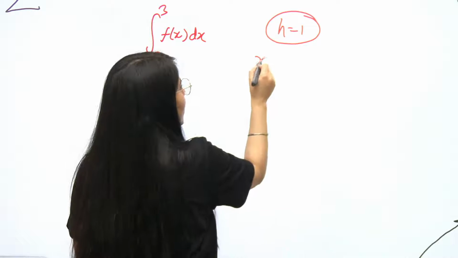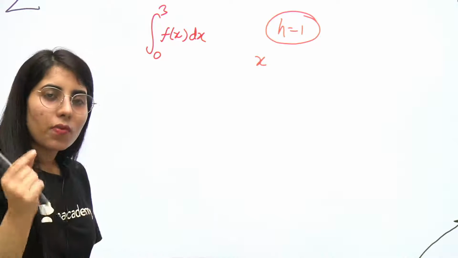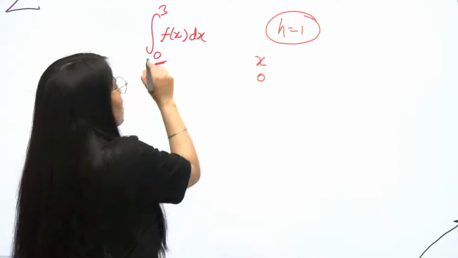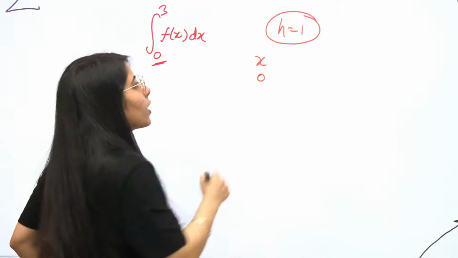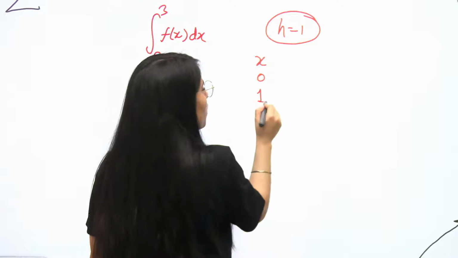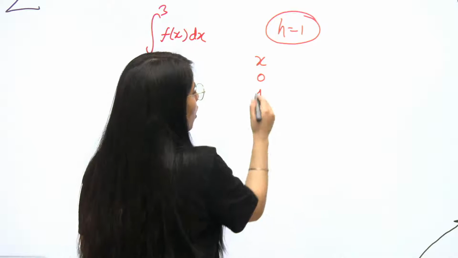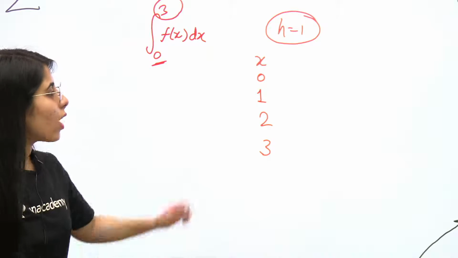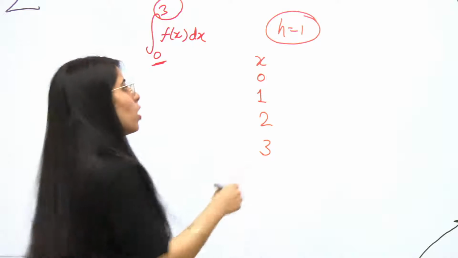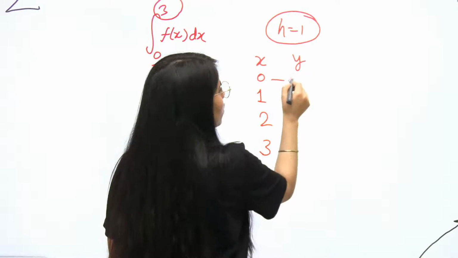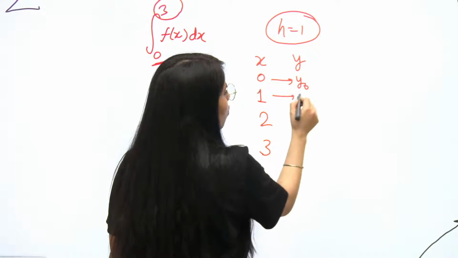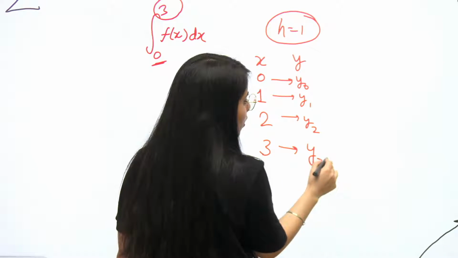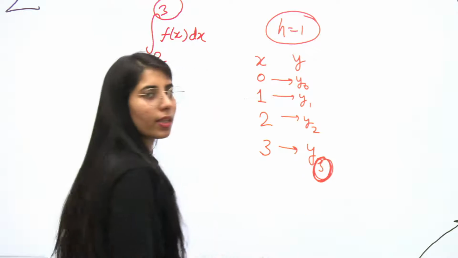So when you will make the table to get the values of y0, y1, y2, you are going to start with the lower limit which is 0. Then you will have to take the step size 1, which means 0 plus 1 is 1, 1 plus 1 is 2, 2 plus 1 is 3. So you reach the upper limit and this is how you will stop at that point. Here you are getting the y values, this is y0, this is y1, this is y2, this is y3. So what is n here? This is n, that is 3.